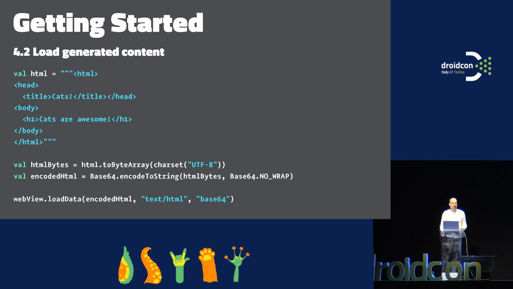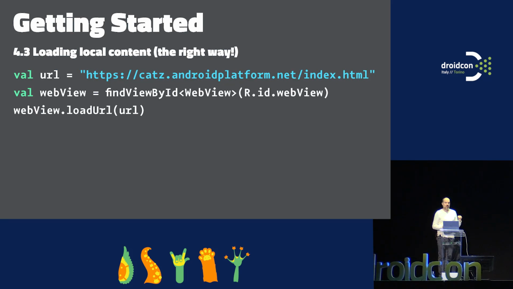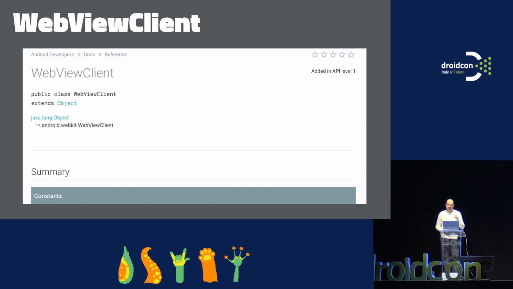Now, the actual way you should load local content is like this. Sorry, let's step into that one. You create a URL, and the URL here is the key to the whole thing. And you get your web view, and you call load URL with that URL. So let's say your app is about displaying local web content, which relates to your cats application. So you say cats.androidplatform.net/index.html. There's no difference here. This is a remote URL, right? We'll get back to that one. So just keep it in mind.